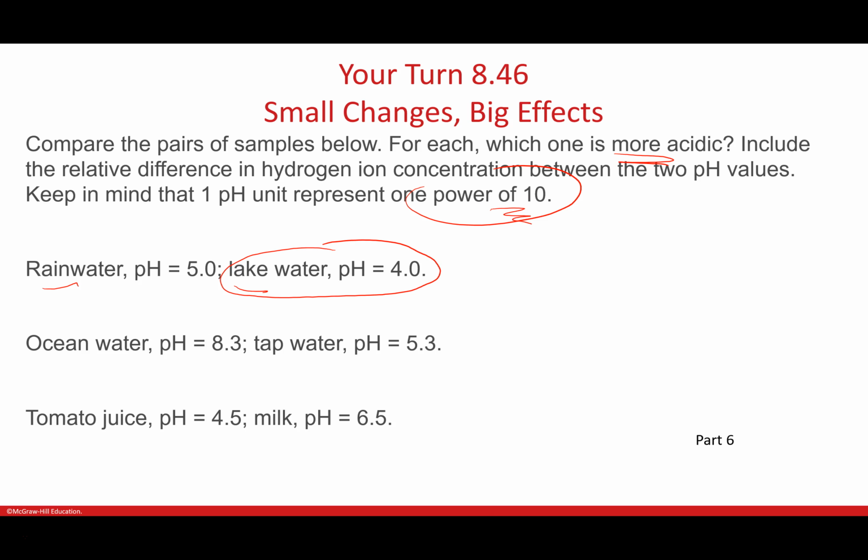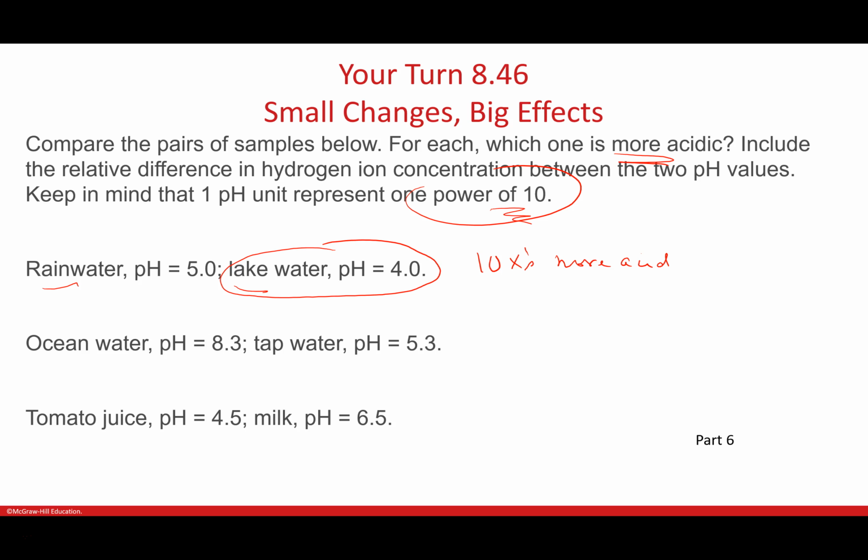One power of 10. I'm liking it. So it's just 10 times more acidic. And the way she got that was, if you take 5 minus 4, you get a unit of 1. And each unit of 1 is a factor of 10.